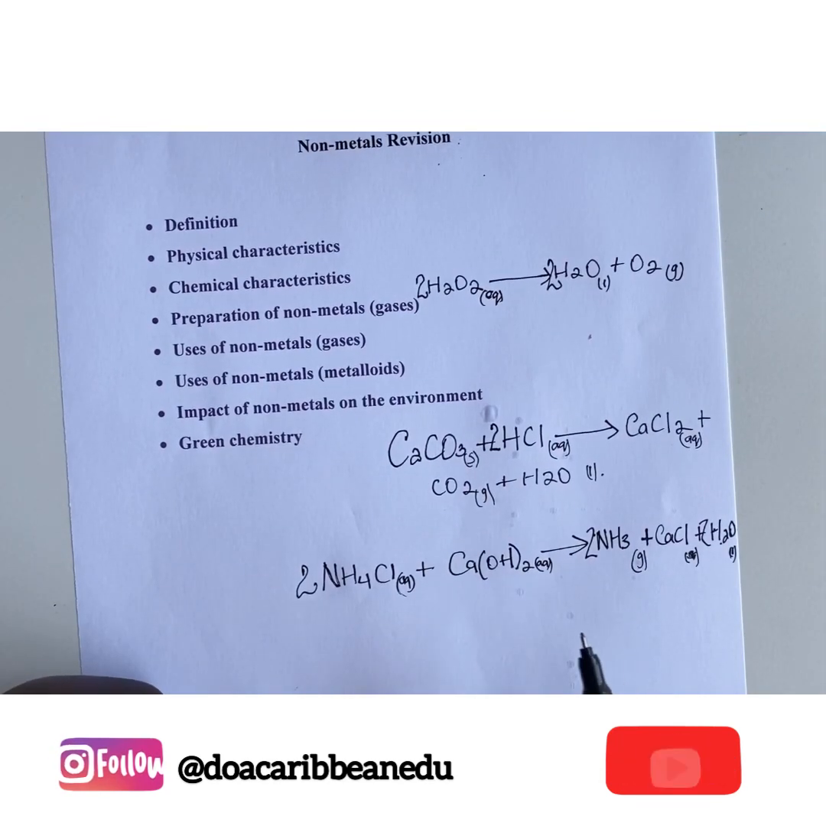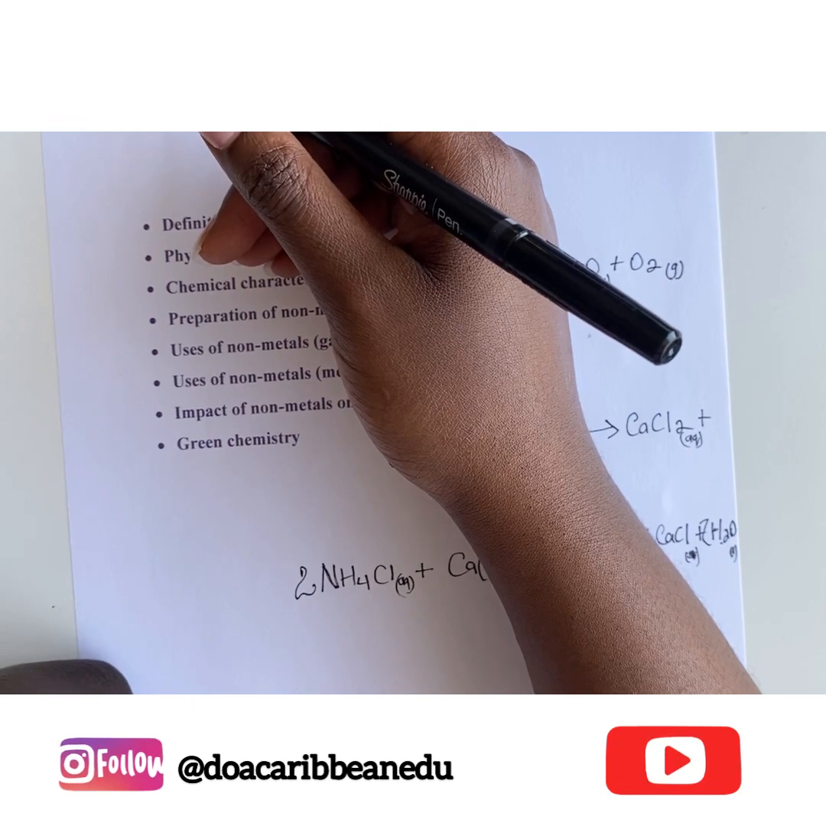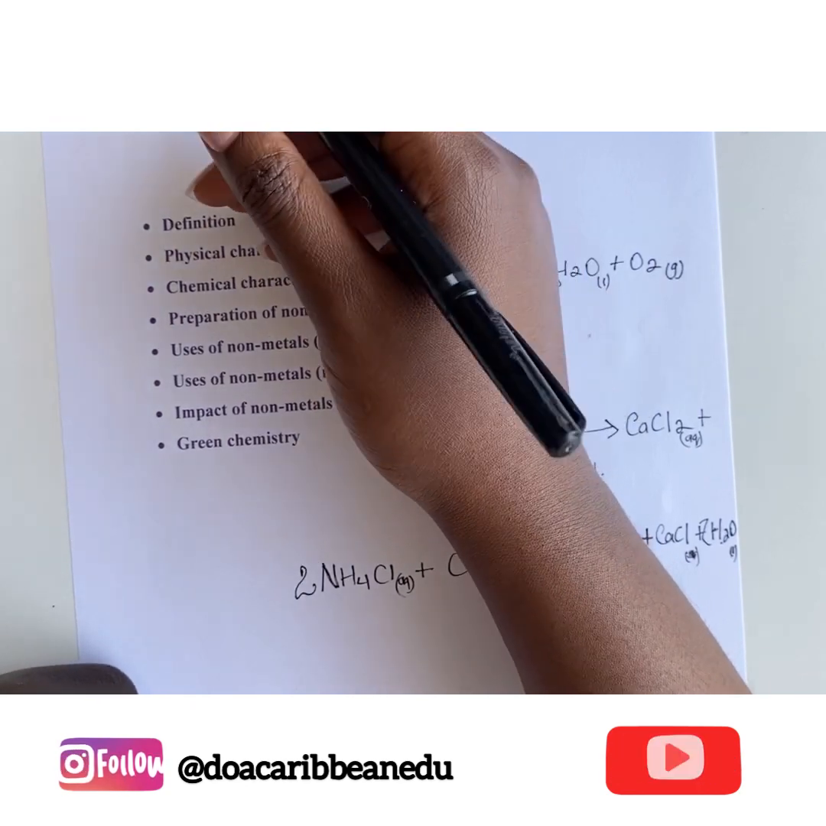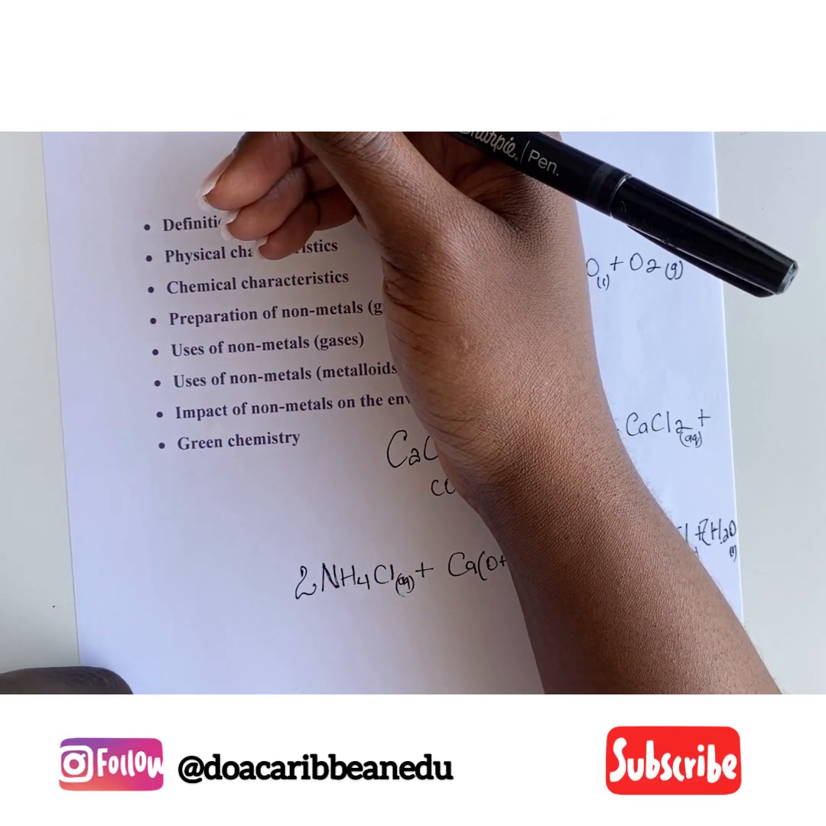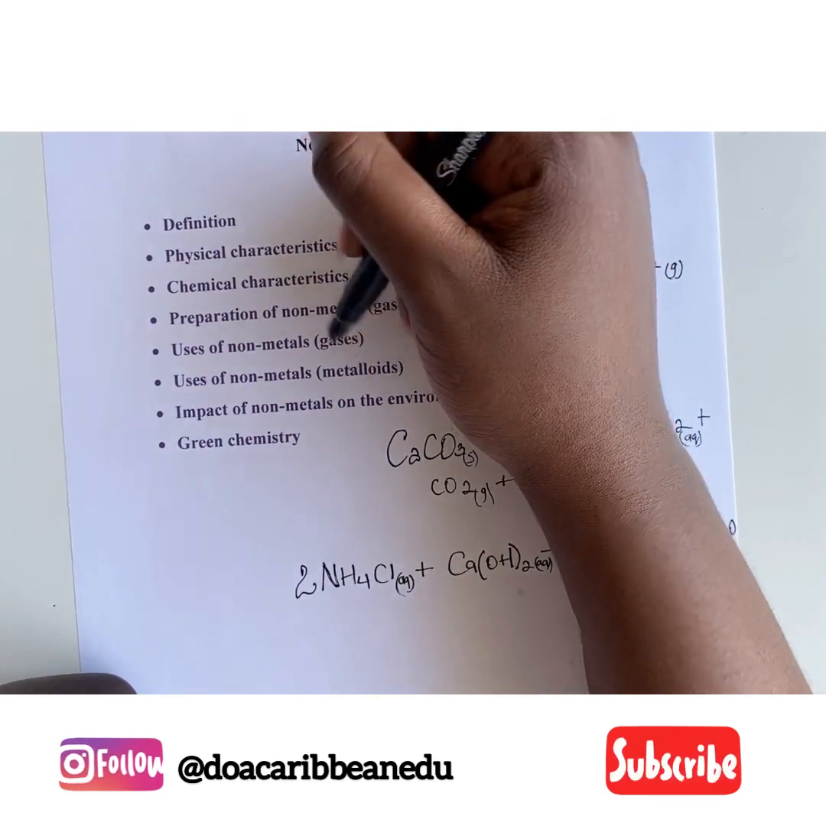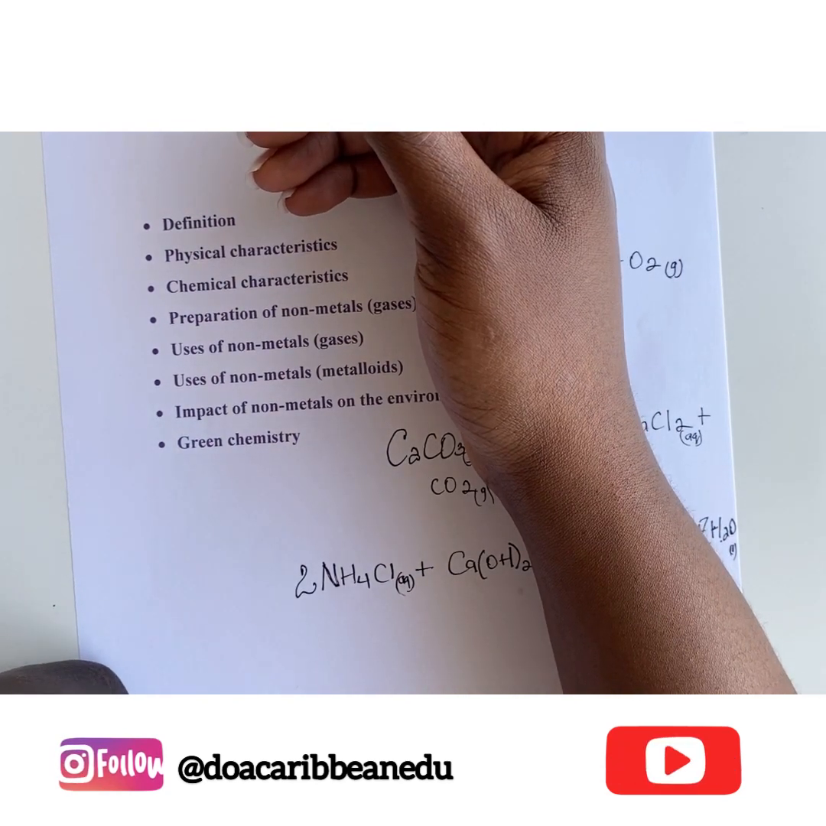ammonia is another interesting gas used in making fertilizers, making explosives, and also it is found in our household chemicals that we use to clean. Then for the metalloids and the other elements, there's silicon, there's phosphorus, there's carbon.